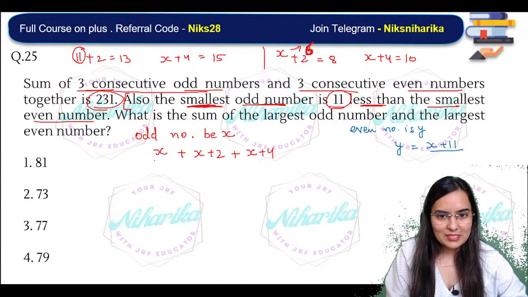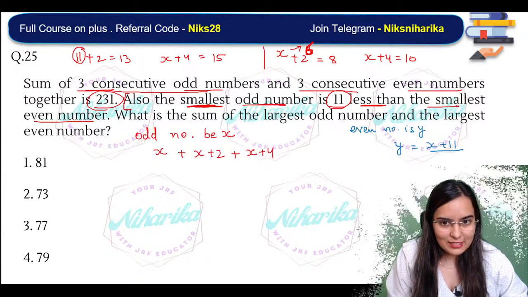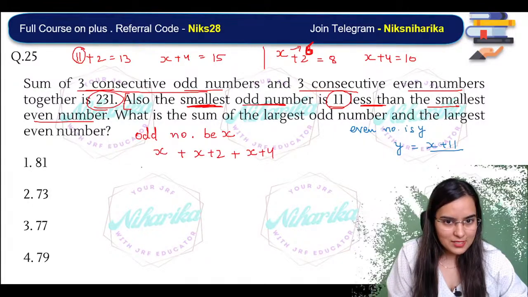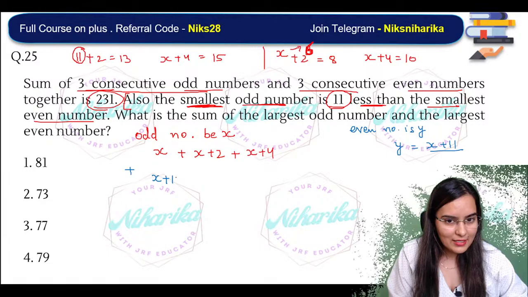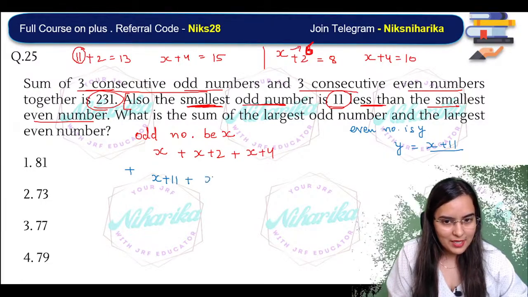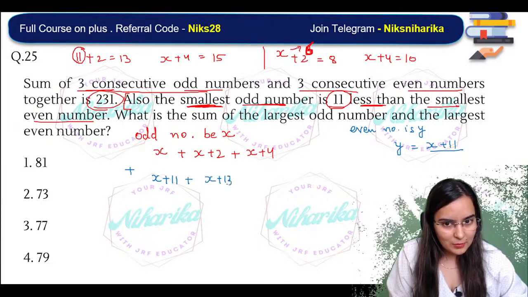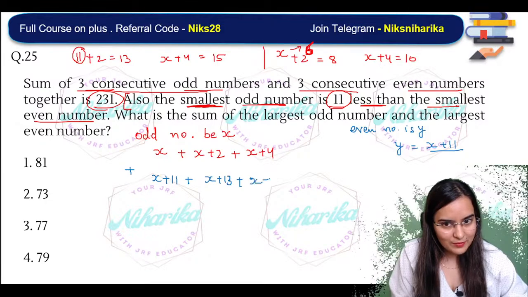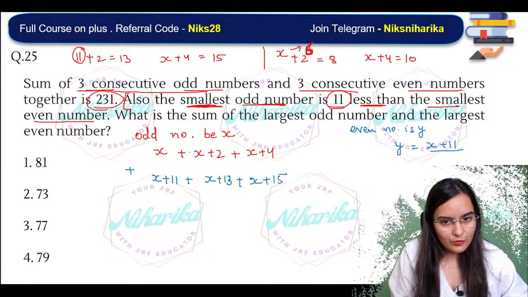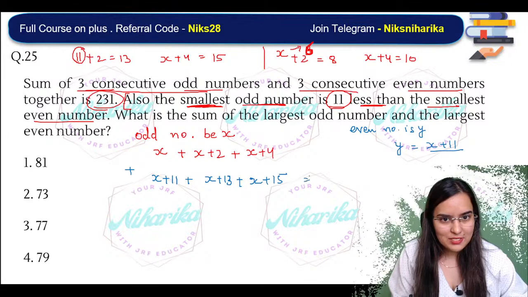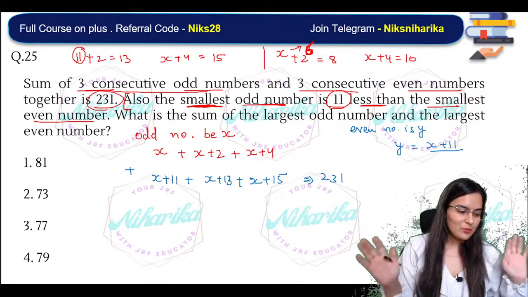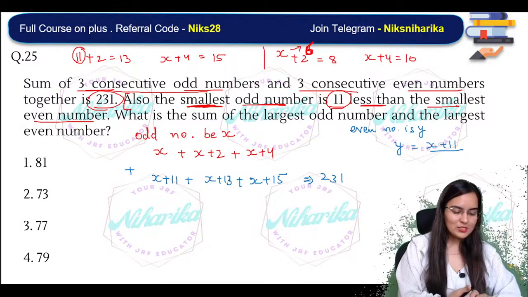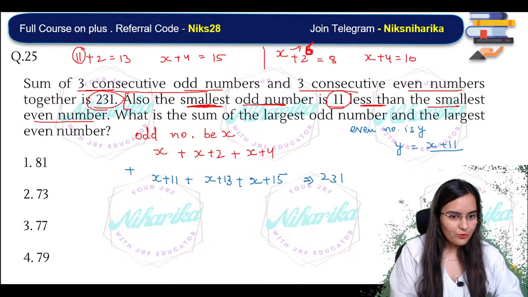Okay, that means if I write this odd number series plus the even number series, I'm directly writing x plus 11 plus x plus 13 plus x plus 15. If you add all these six numbers, that will be 231. Okay, now just keep on solving it. Now come on, quickly solve it. Hope you have understood.